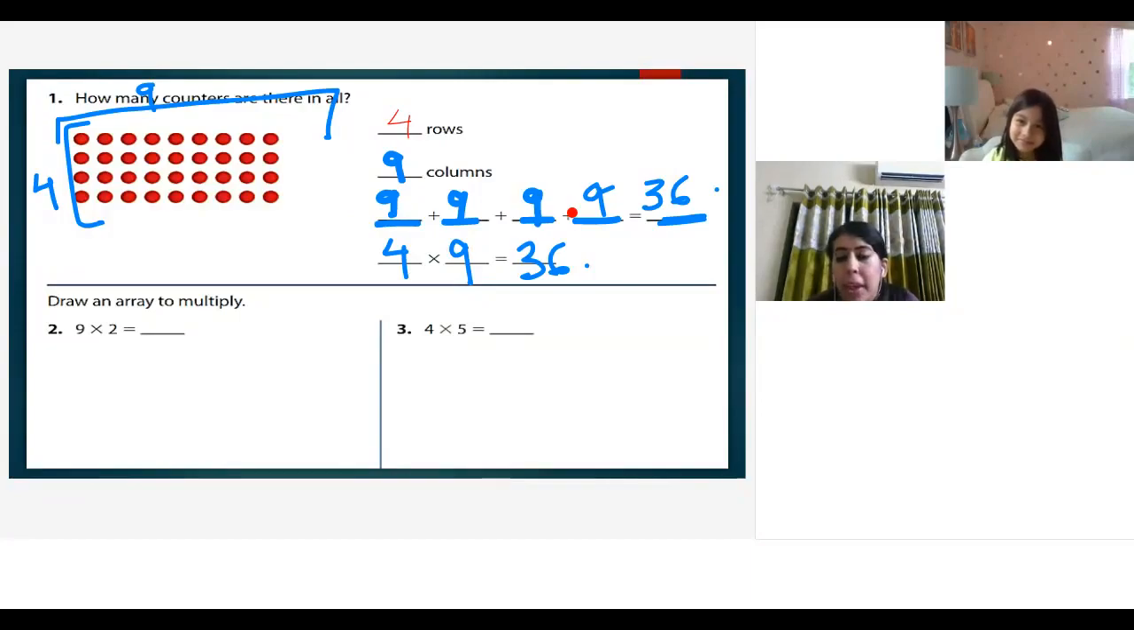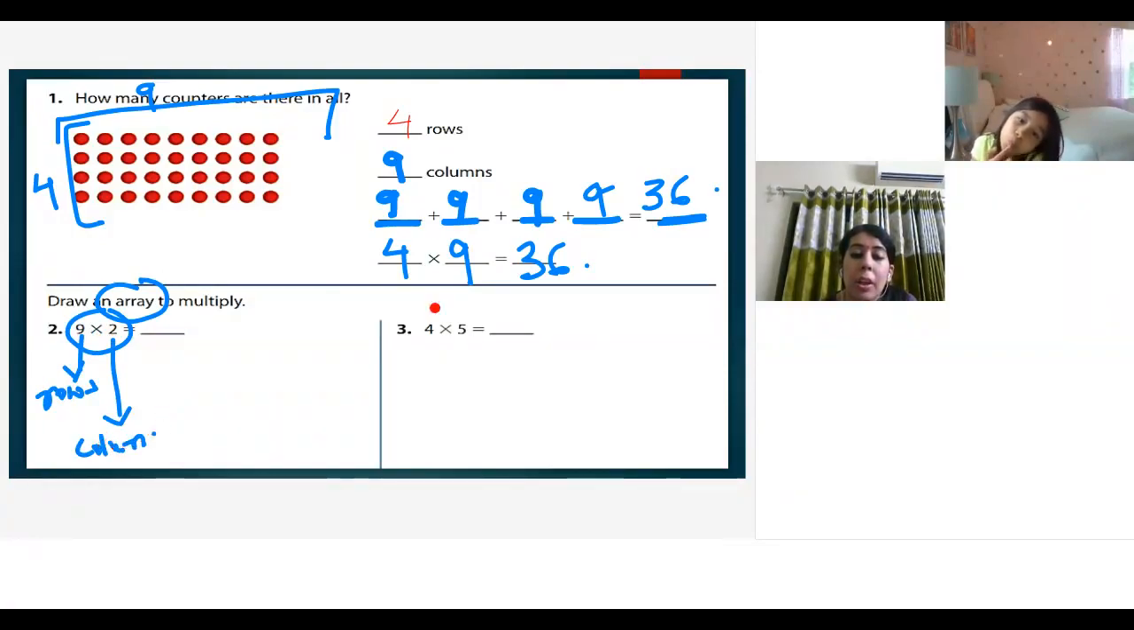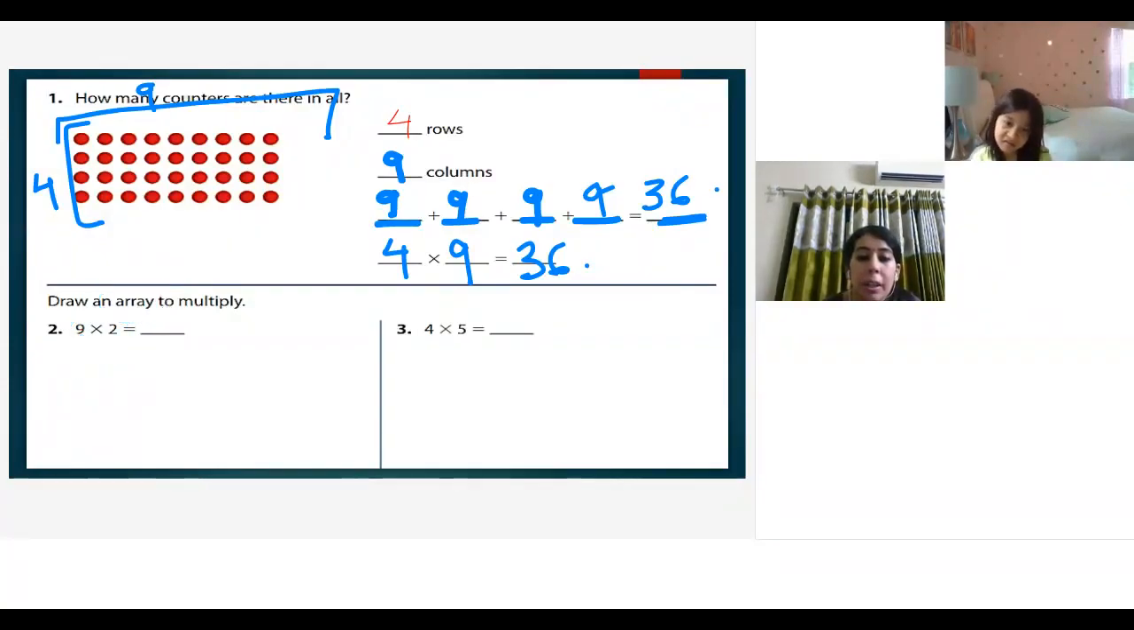Okay, Akshita, one more thing I want to tell you. Whenever you have to draw the array and this is given to you, the first is always the rows and second is always the columns. Got it? Always. Now I give you the access to write. You can draw this array. You draw the third one. I will show you how to draw the second one. Then you draw.